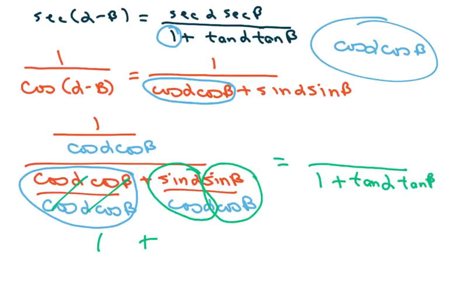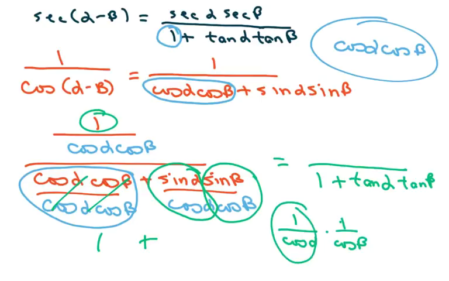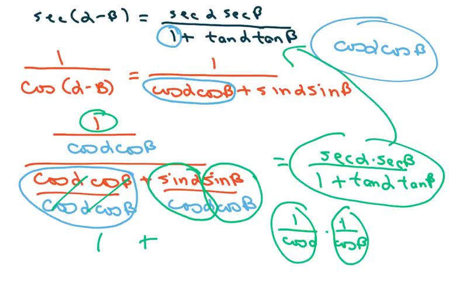Now for this, we're going to do like we did in the previous slide. I'm just going to write 1 over cosine of alpha times 1 over cosine of beta, because 1 times 1 is 1. You can kind of split it up that way, and you know that this is secant of alpha and this is secant of beta. So we have secant of alpha times secant of beta. So it all matches up, and we're good to go.